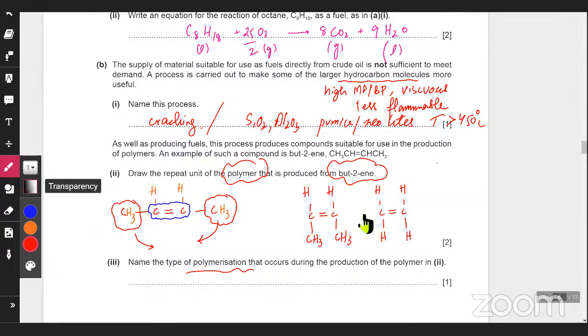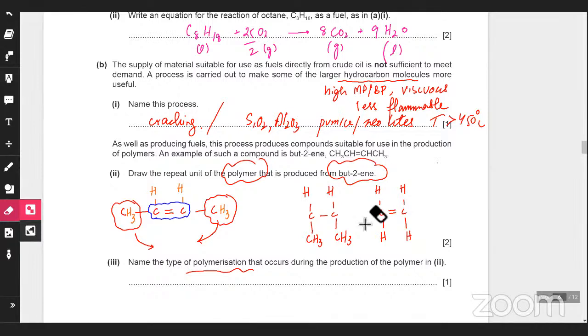So in an addition reaction, you're going to get rid of the double bond. So the double bond would break for both carbon atoms. And the carbons would be short of a bond, so they're going to connect with each other. And this thing would continue. Thousands and thousands of molecules would join up.